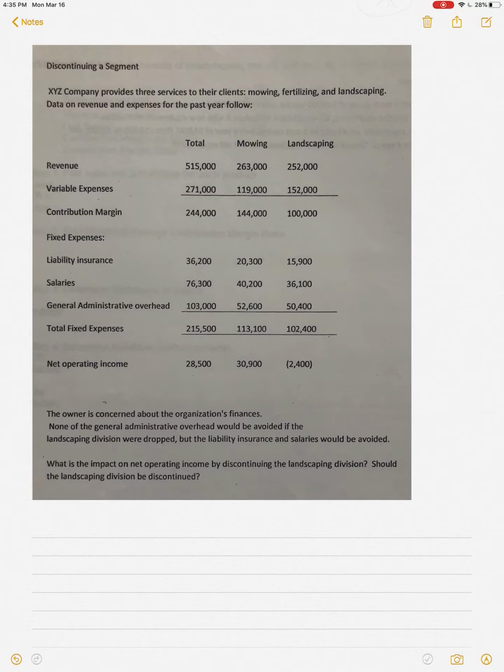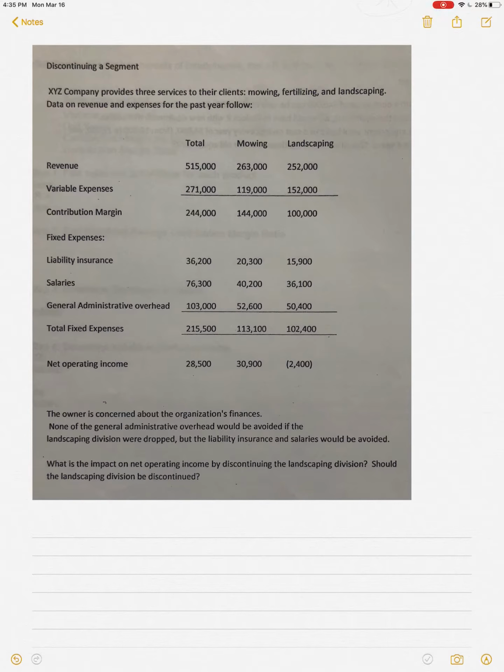Let's look at discontinuing a segment. In discontinuing a segment, we have to look and see which piece of our business, that's what a segment is, it's different pieces of our business. If one is not producing an income, should we immediately get rid of it? And again, we have to go through and look at which costs are relevant or irrelevant. This is where it's really important to make sure you read all those one sentence things that come with all the numbers, because here it's telling us that none of the general administrative overhead would be avoided if we got rid of this landscaping division.